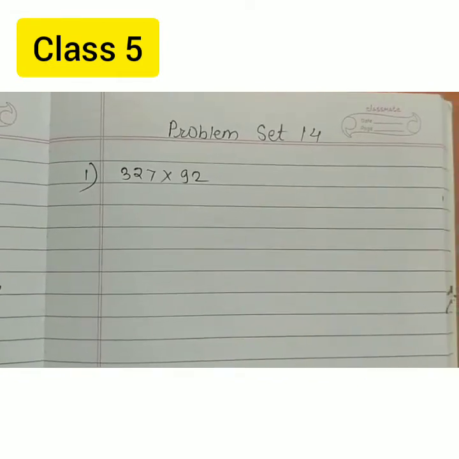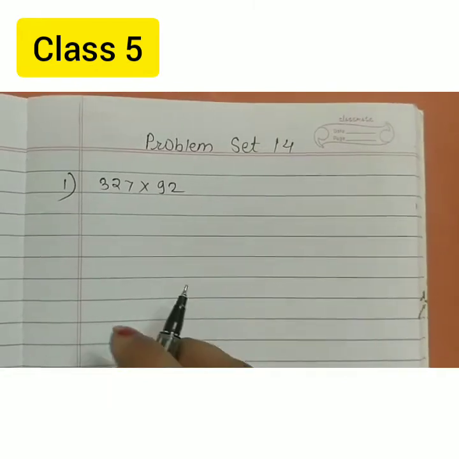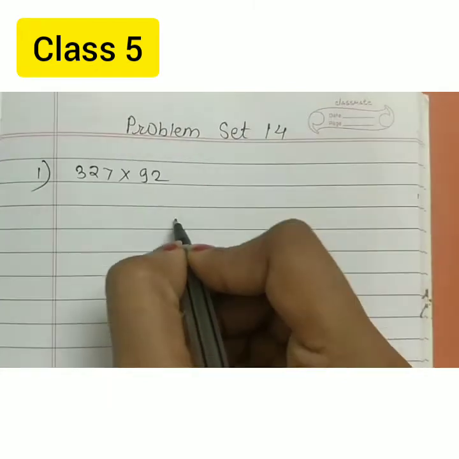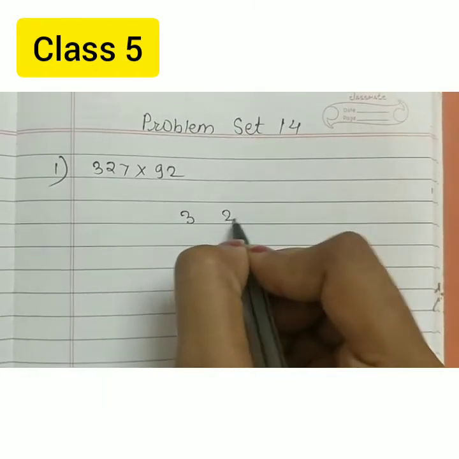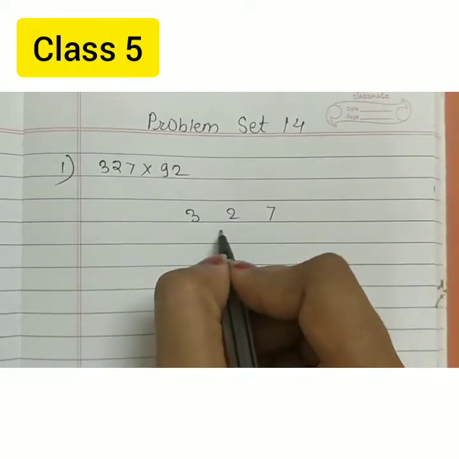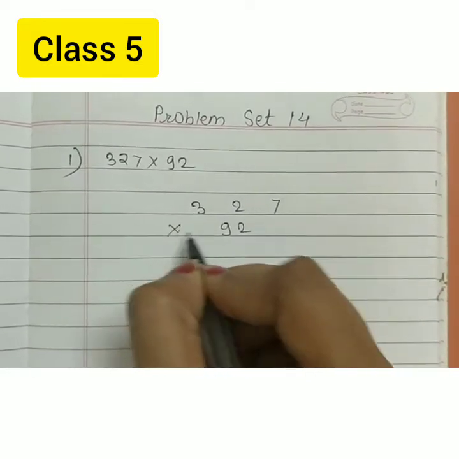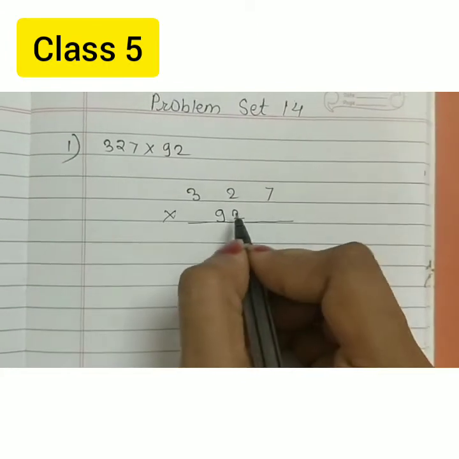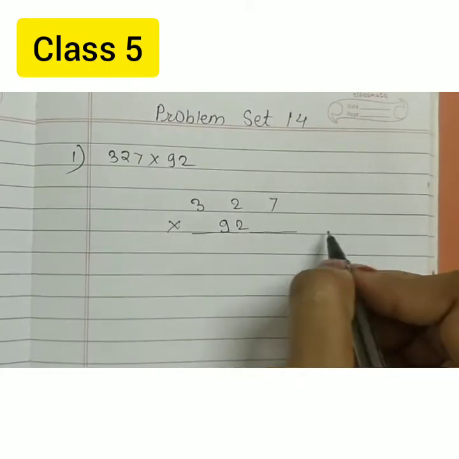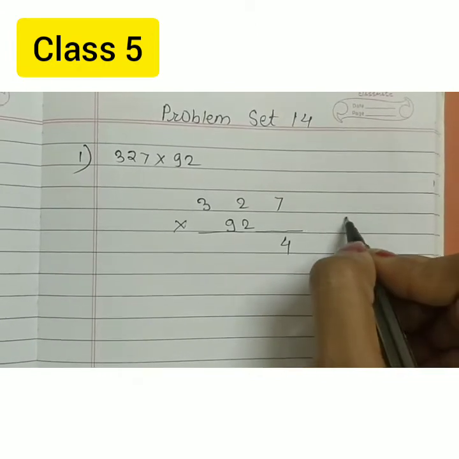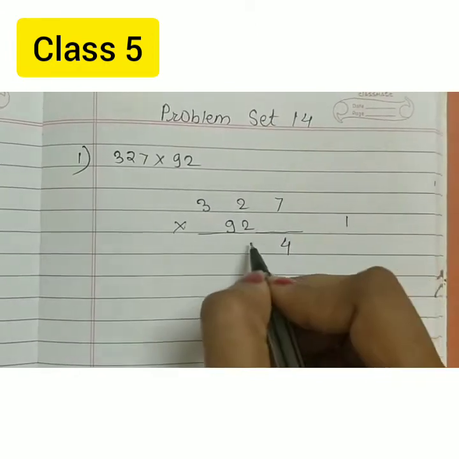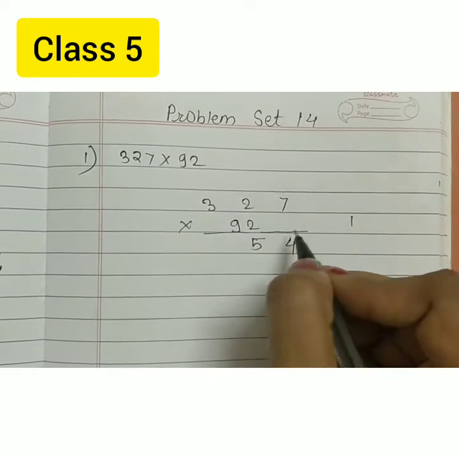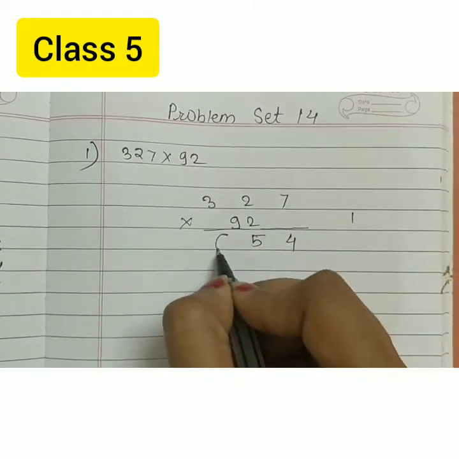We are going to solve one problem from this practice set 14. So it is 327 multiplied by 92. So first we are going to multiply it by 2. So 2 sevens are 14. We have 1, 2 twos are 4 and 1, that is 5, and 2 threes are 6.